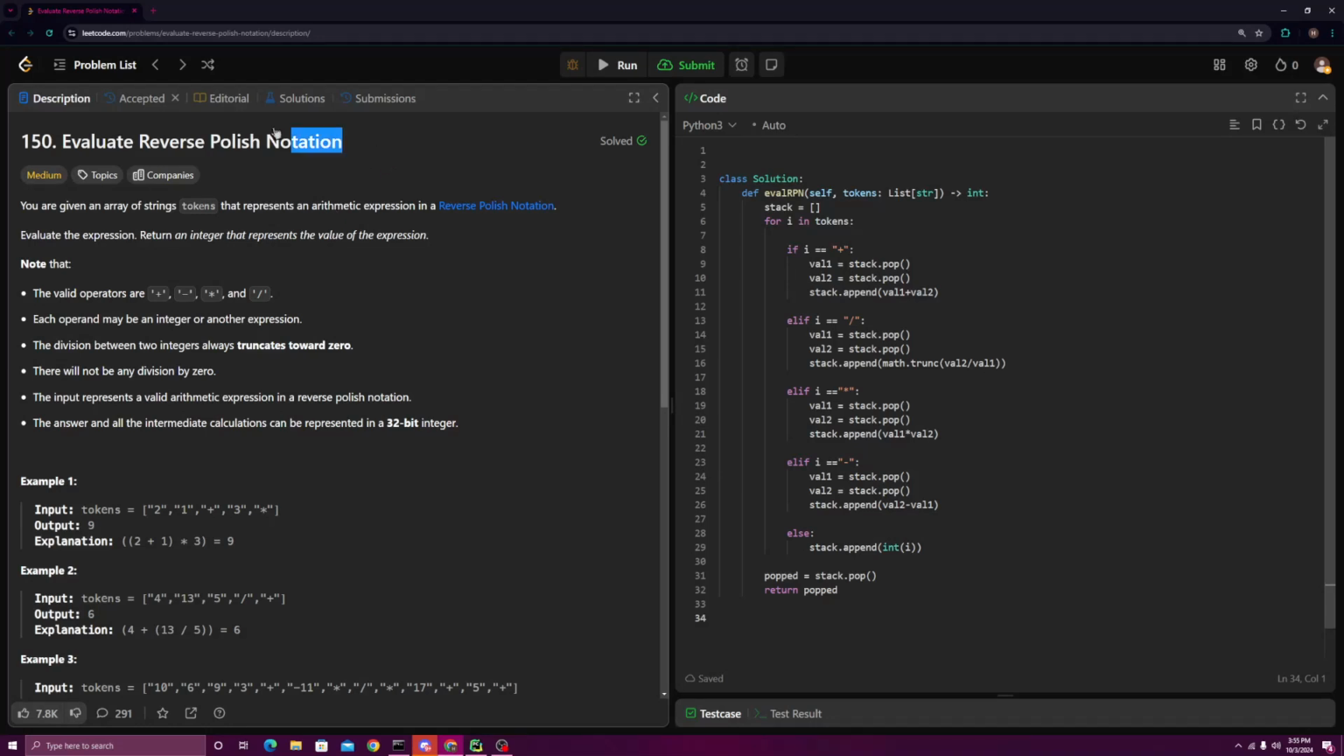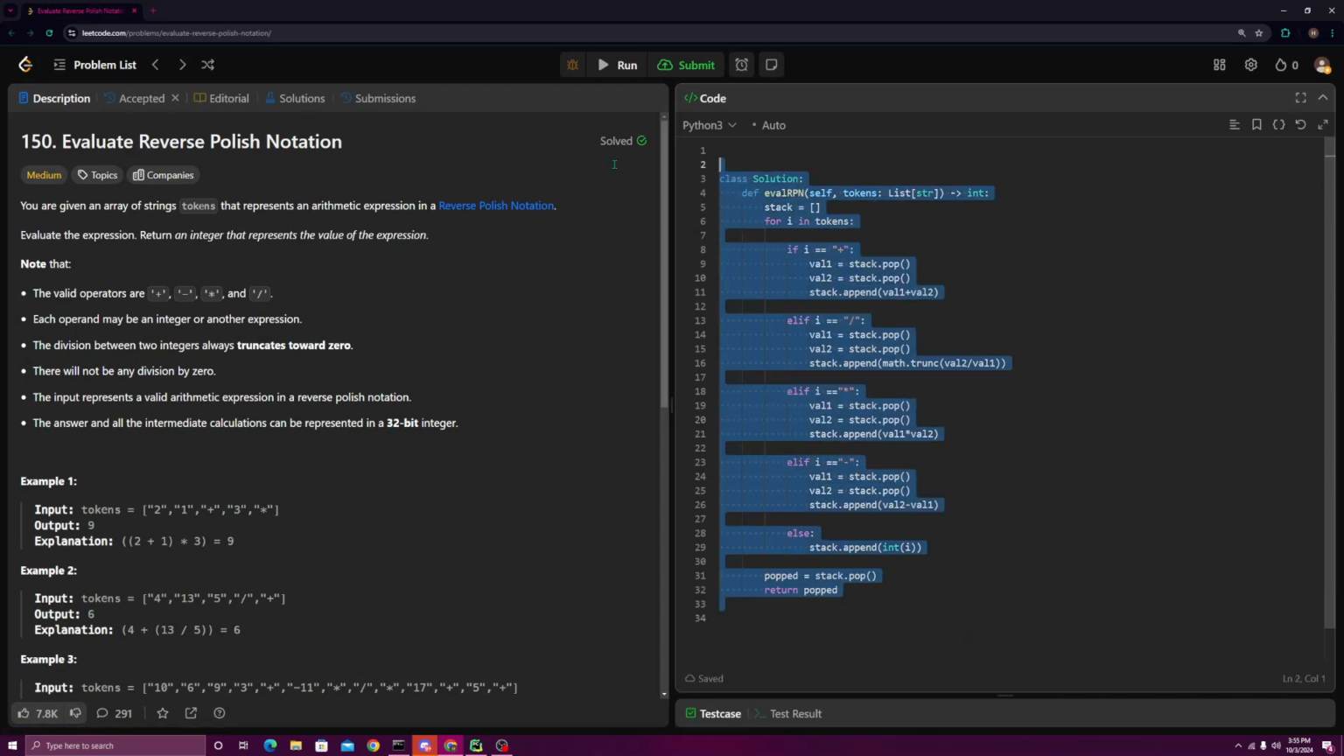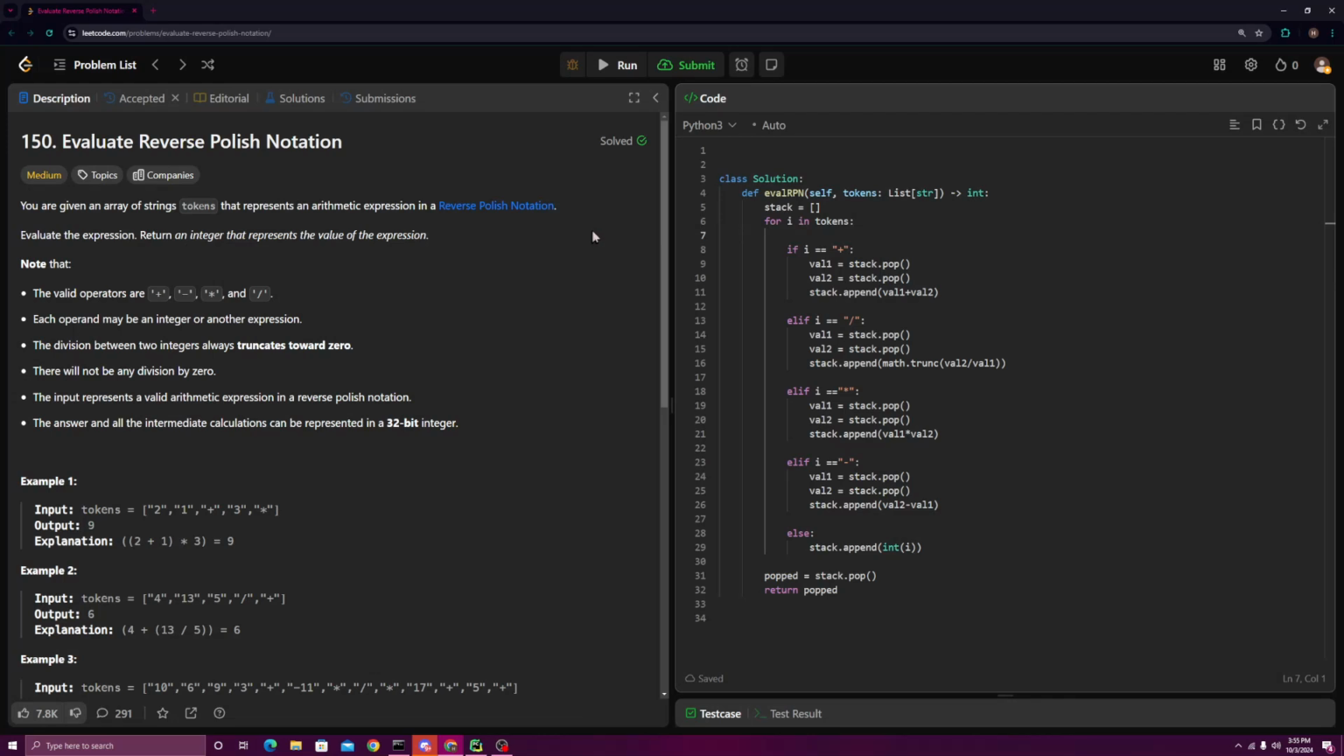Hello everyone, today is day 16 of solving a LeetCode problem every day. So today I'm going to solve Evaluate Reverse Polish Notation. I already went ahead and solved this problem, but I'm just going to go over my solution really quickly.